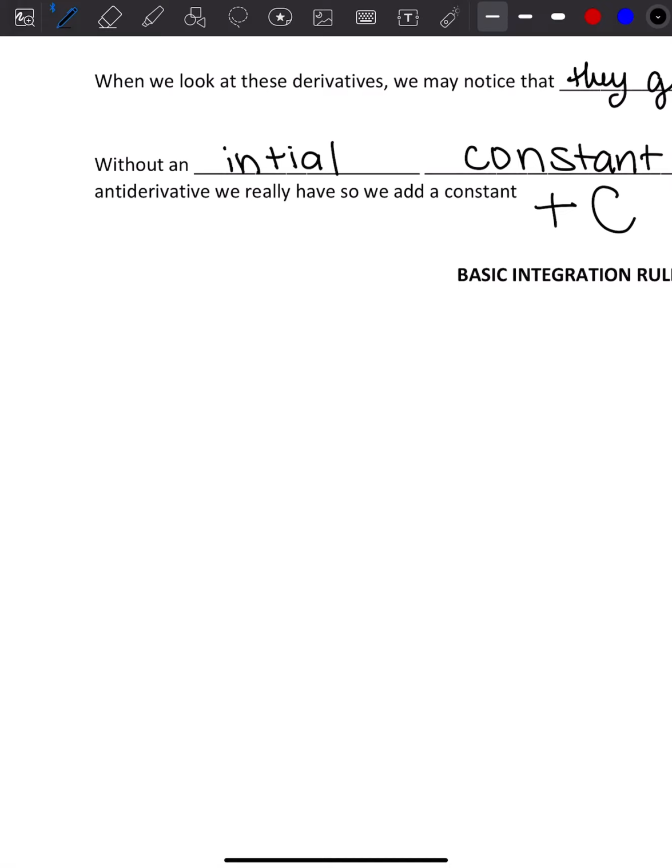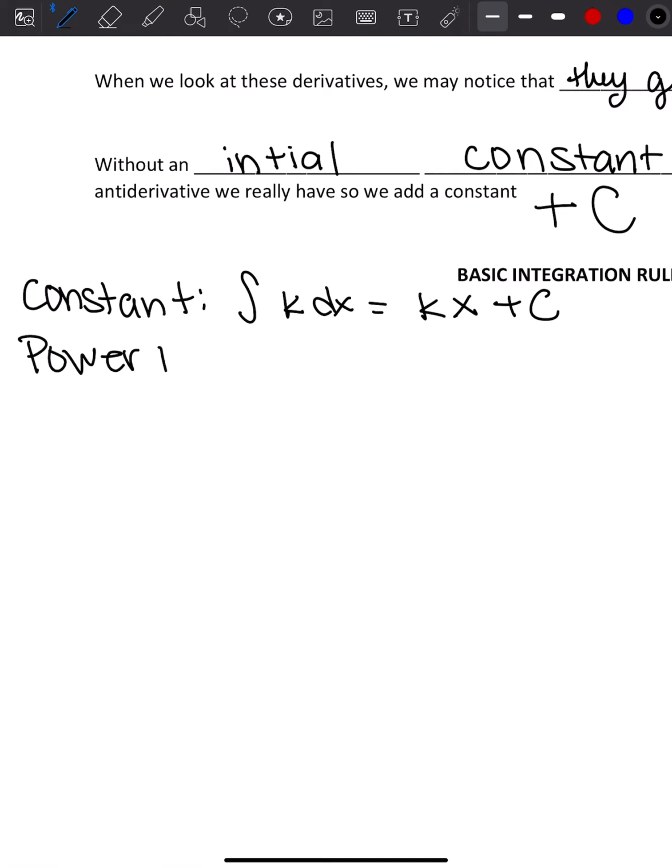Power rule, rules of a constant. So let's go with constant first. If I have a constant value, any number k, and I want to take the antiderivative with respect to x, or the integral, we're going to have that value k times x plus c. We have power rule. Something raised to a power, we're going to take our value of x, add 1 to our exponent, and then we're going to divide by that new exponent.